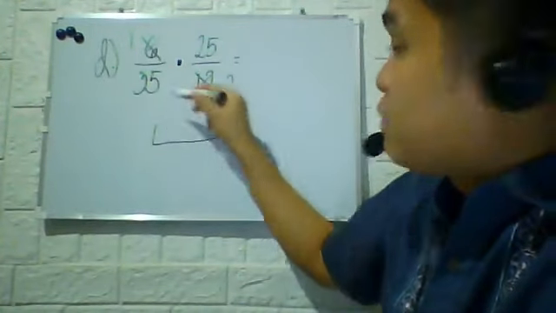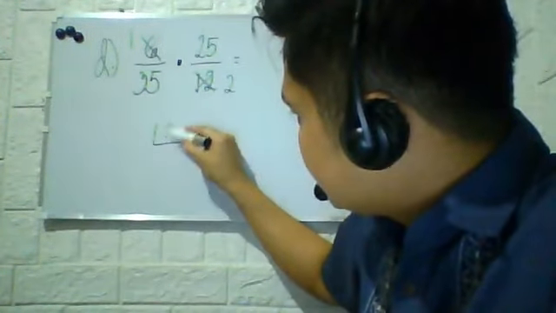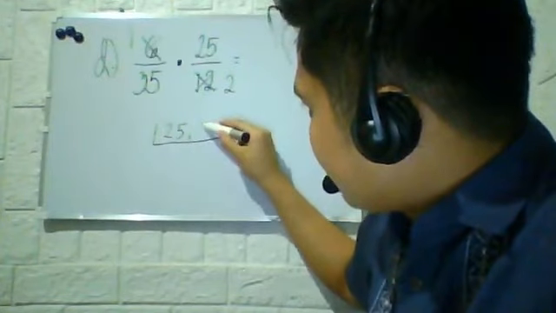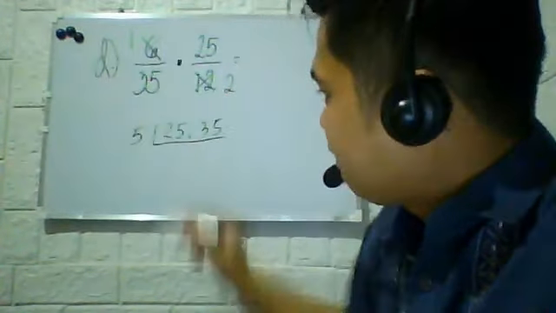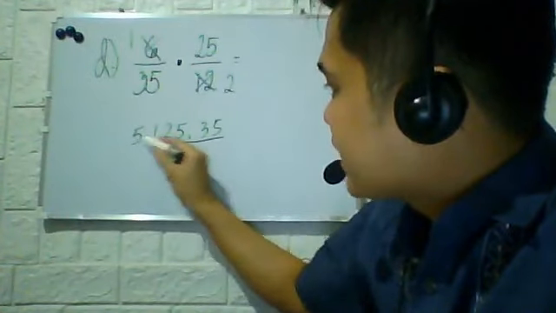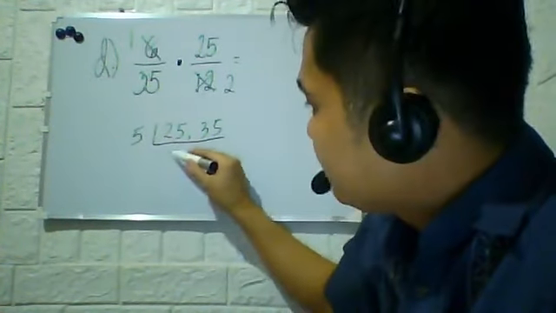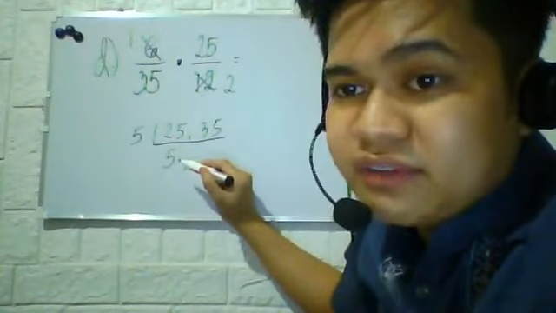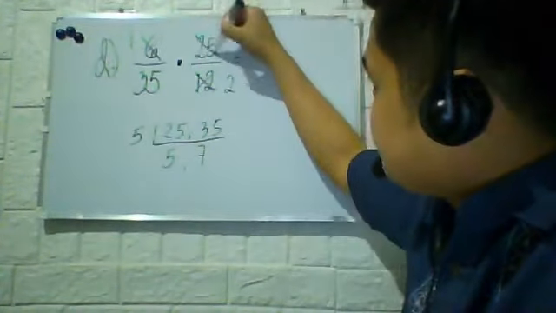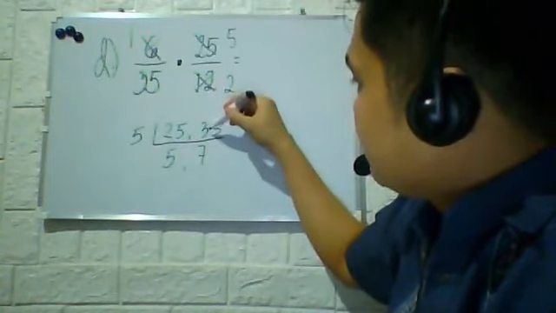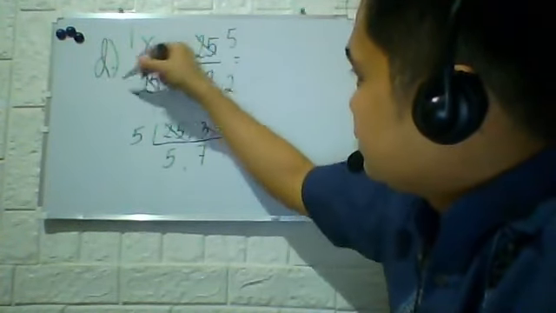25 naman and 35, pwede ano? It's so obvious. They both end in 5, meaning we can divide them both by 5. How many 5s can we get in 25? 5. What about in 35? We have 7. 25 now will become 5, 35 now will become 7.